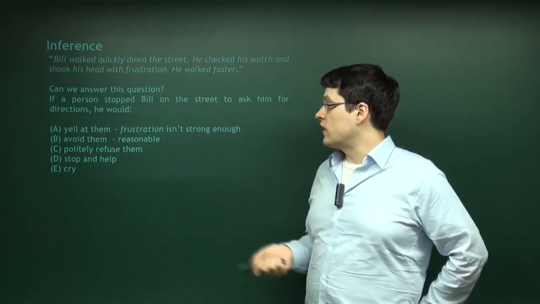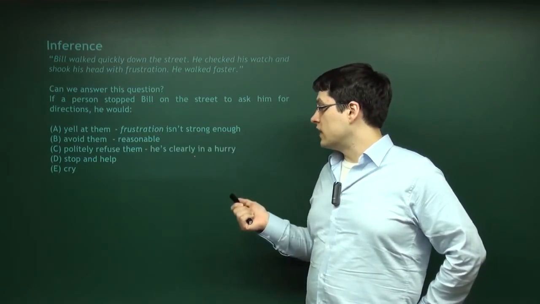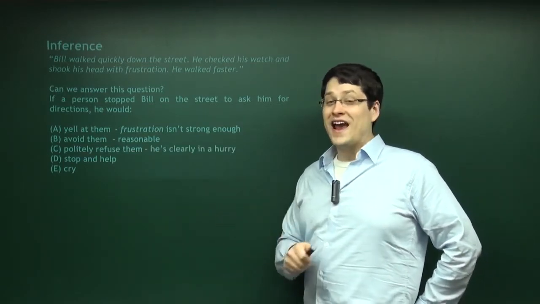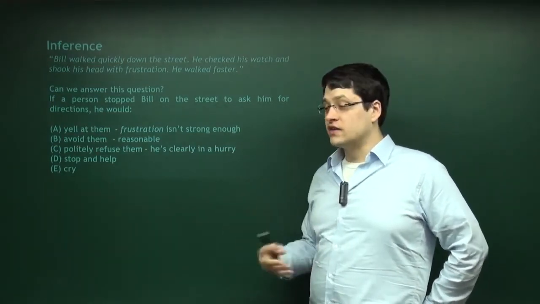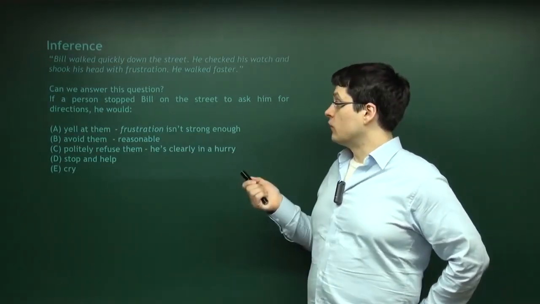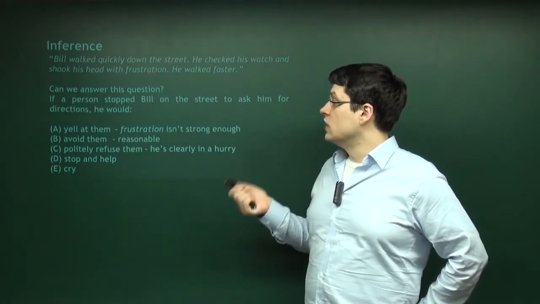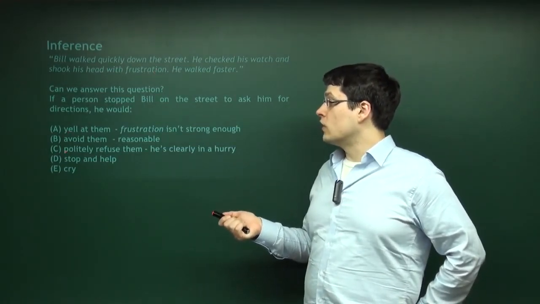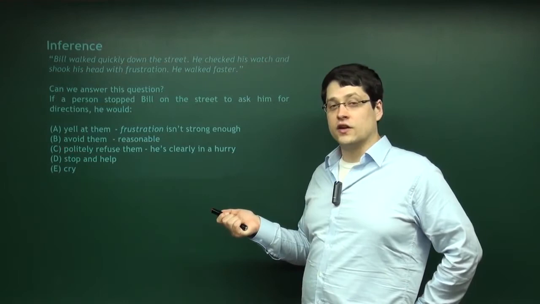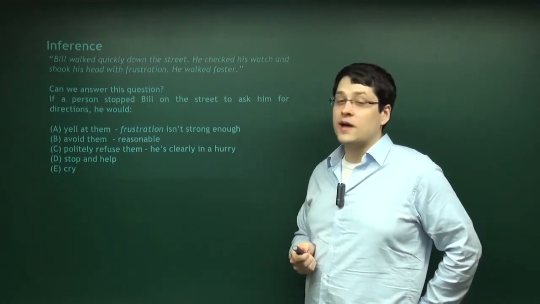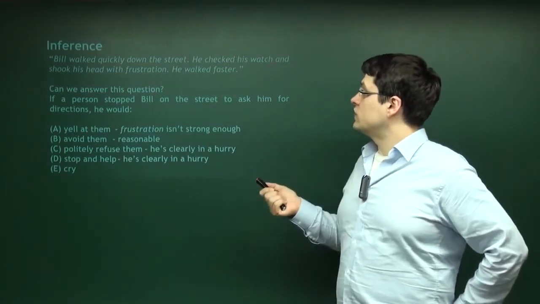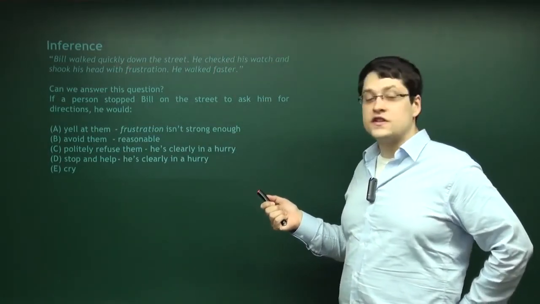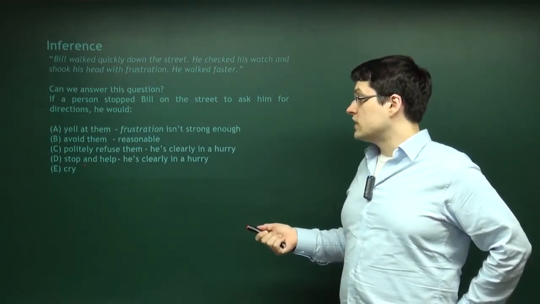And just the same way that yelling doesn't work, politely wouldn't necessarily work. And he's in a hurry, so we can maybe even infer beyond that and say, well, he's in a hurry, he may not be polite, and he's frustrated. So frustration doesn't let us use yell, but it also doesn't let us say polite on the other end as well. Would he stop and help? Well, same thing. He's in a hurry. We know he checked his watch, he's frustrated, he's walking faster after he sees what time it is. We know he's not going to stop and help.